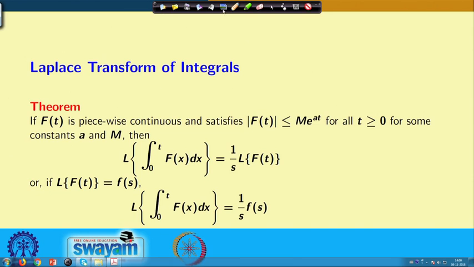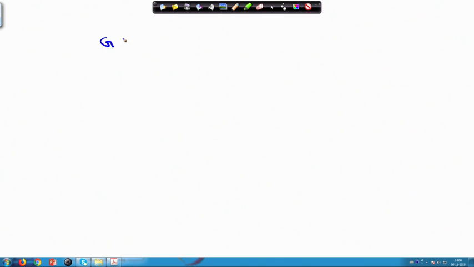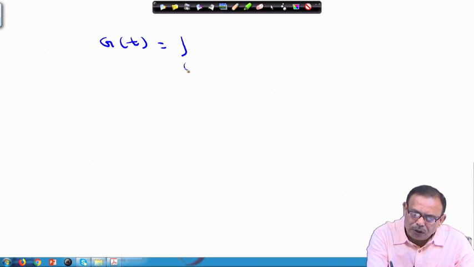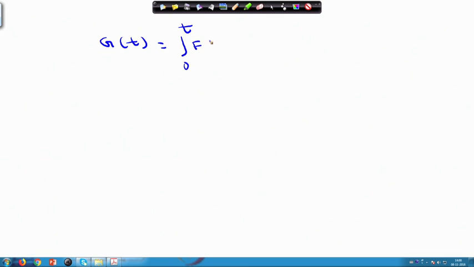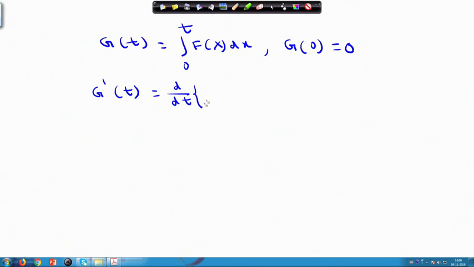So, let us see how we can give the proof. Your g(t) is equal to the integral from 0 to t of f(x) dx. We are assuming this so that whenever you write g(0), it is the integral from 0 to 0, so the value will be 0. Now, what is your g'(t)? Your g'(t) is nothing but d/dt of g(t), and d/dt of this integral from 0 to t of f(x) dx will be some function of t ultimately, because it is from 0 to t.